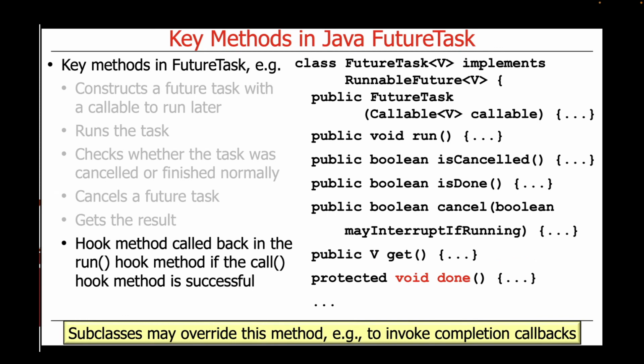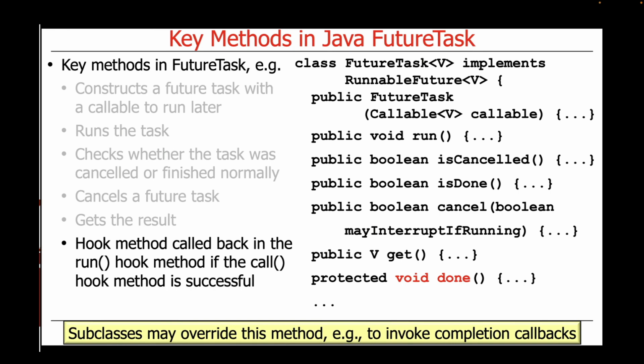And then the final method here is called done. And this is really the special method that's not inherited from future. And this is called back in the run hook method if the call method succeeds. So if run calls call on callable and call succeeds, then the done method is called. And typically subclasses override the done method to do something. For example, the executor completion service, which uses all this stuff under the hood, uses the future task done method in order to be able to put the results into the completion queue.